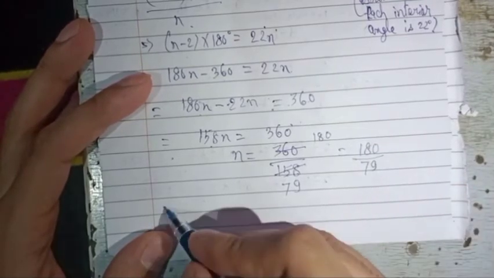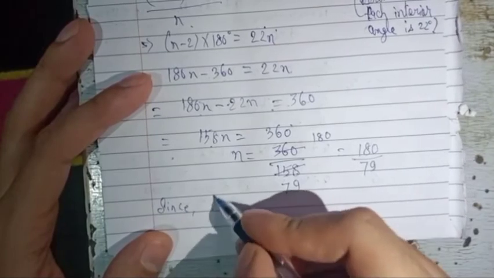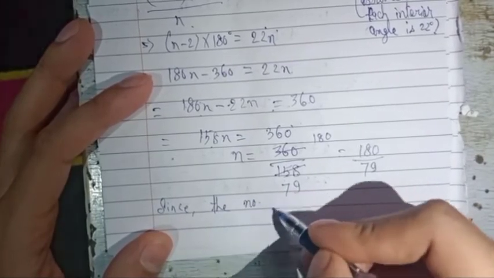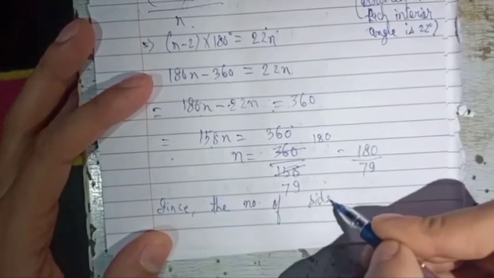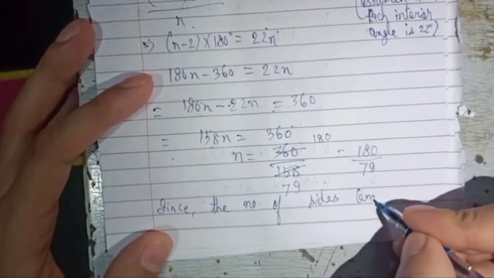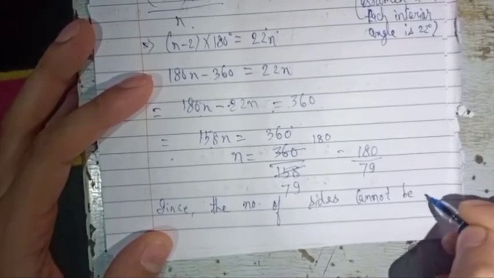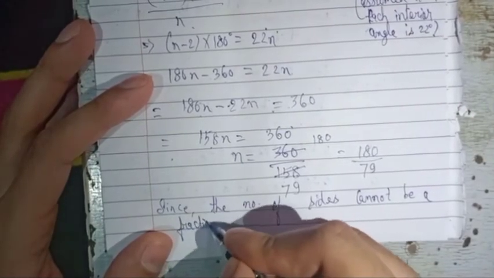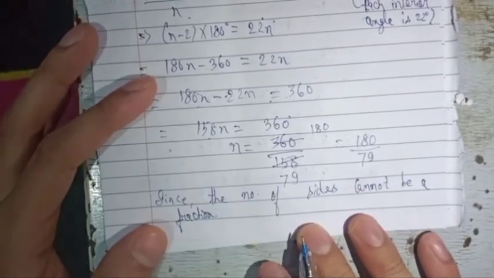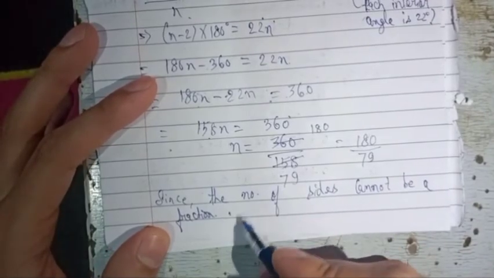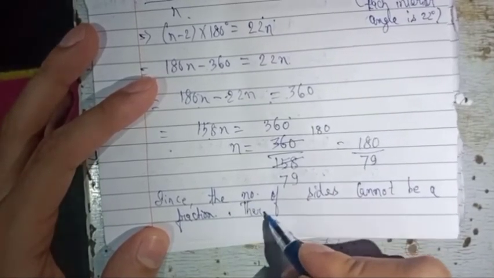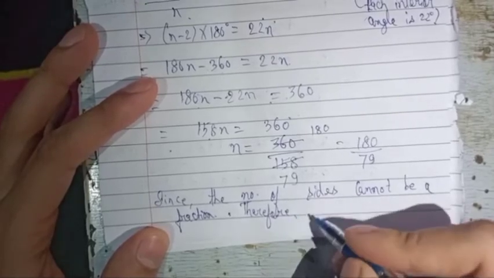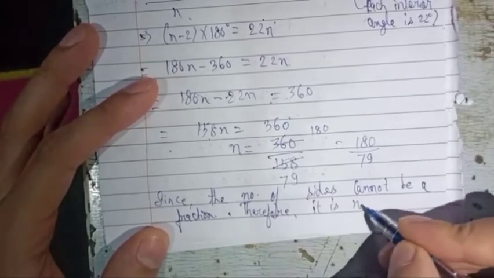So here we will write, since the number of sides cannot be a fraction, therefore it is not possible.